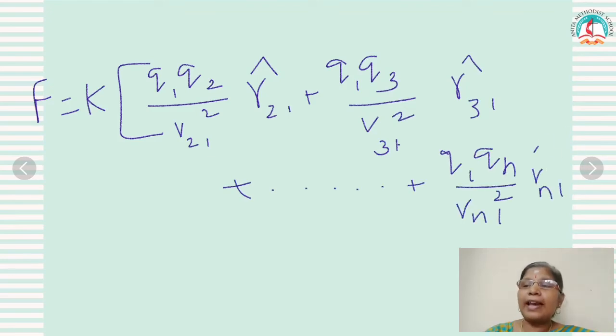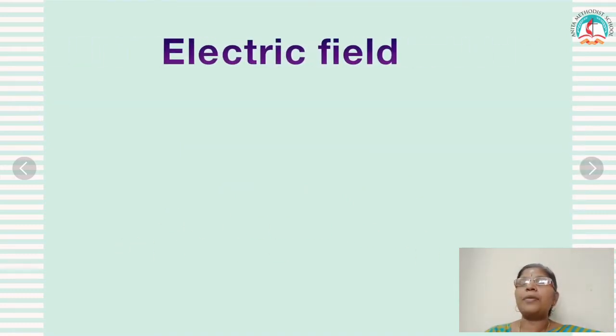In all the cases K is constant, so I am taking K outside. Inside the bracket, Q1 Q2 divided by r21 square into the unit vector, then Q1 Q3 divided by r31 square into the unit vector. Like this it goes on. So this is the superposition principle.